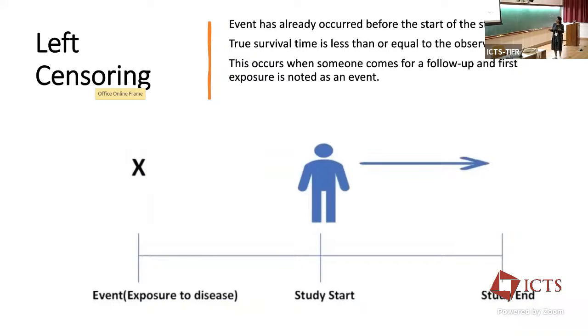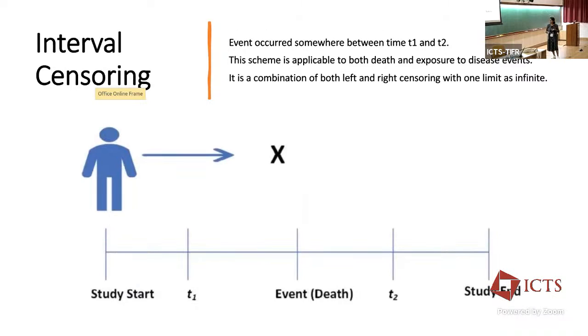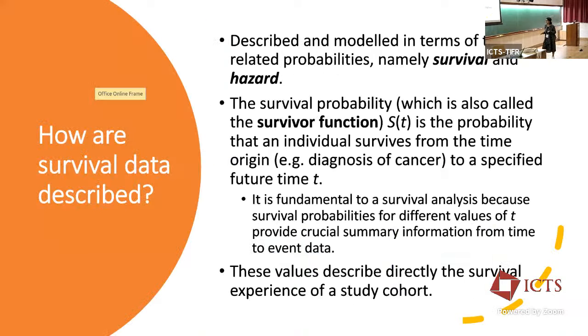And left censoring: the event has already occurred before the start of the study. True survival time is less than or equal to the observed time. This occurs when someone comes for a follow-up and first exposure is noted as an event. First time they come to the study, the event has occurred. And then you have interval censoring. The event occurred somewhere between time T1 and T2. This scheme is applicable to both death and exposure to disease events, depending on which event you're studying. It is a combination of both left and right censoring with one limit as infinite.